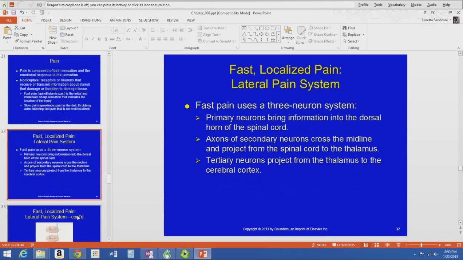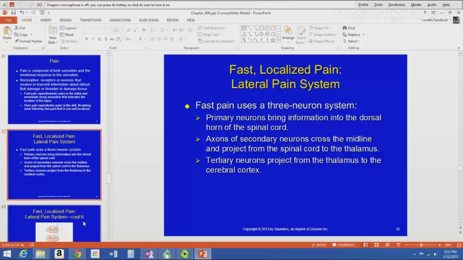The primary neurons bring information into the dorsal horn of the spinal cord, just like a lot of them. Axons of the secondary neurons cross the midline right away. They don't wait to get to the medulla like the conscious relay pathways do. So they cross over at that anterior crossover point. If you watched the spinal cord anatomy video, the anterior fissure where they cross the midline. And so they cross the midline to the other side of the spinal cord. They go up the other side to the thalamus. And then the tertiary neurons go from the thalamus to the cerebral cortex.